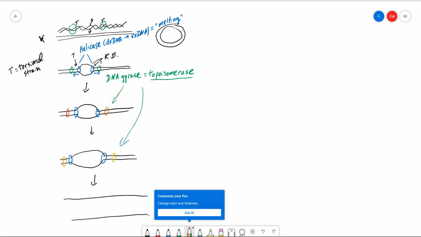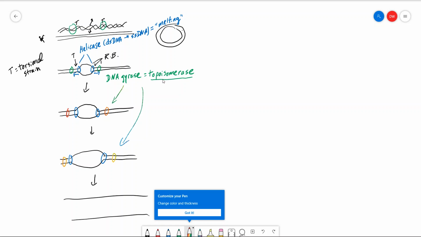All right, so that's basically the beginning of the process. We have this melting of DNA by DNA helicase. That leads to this torsional strain, which then requires DNA gyrase to come in and attach and release that strain. So why is this called a topoisomerase?